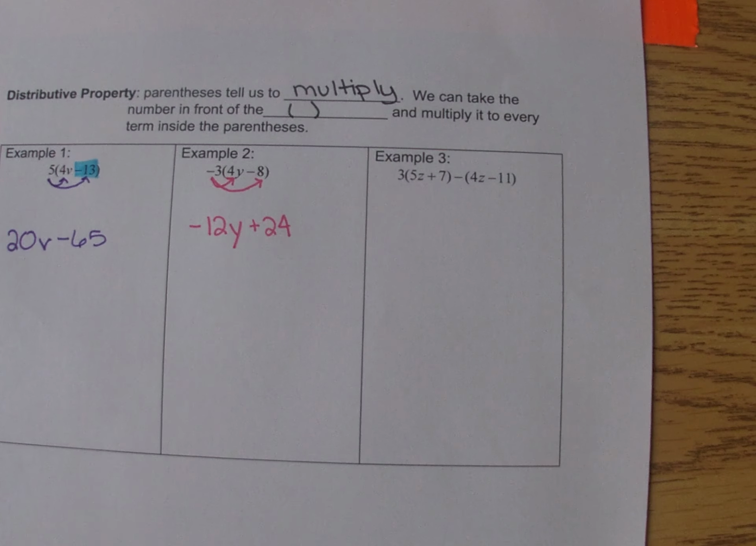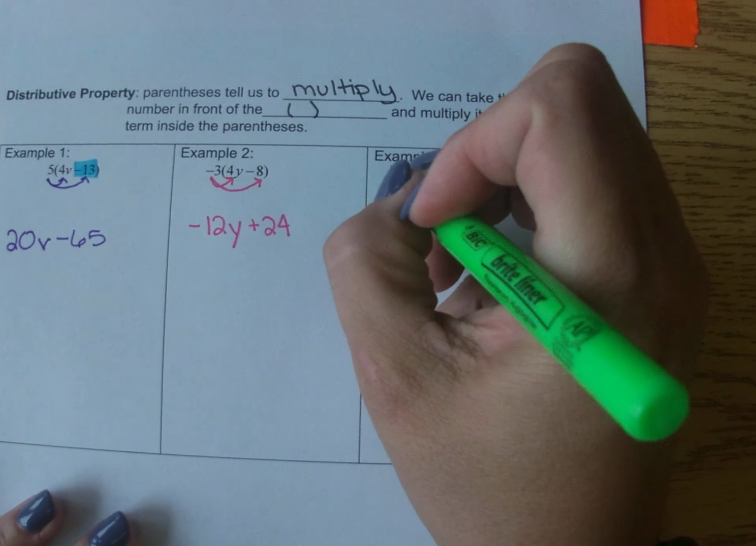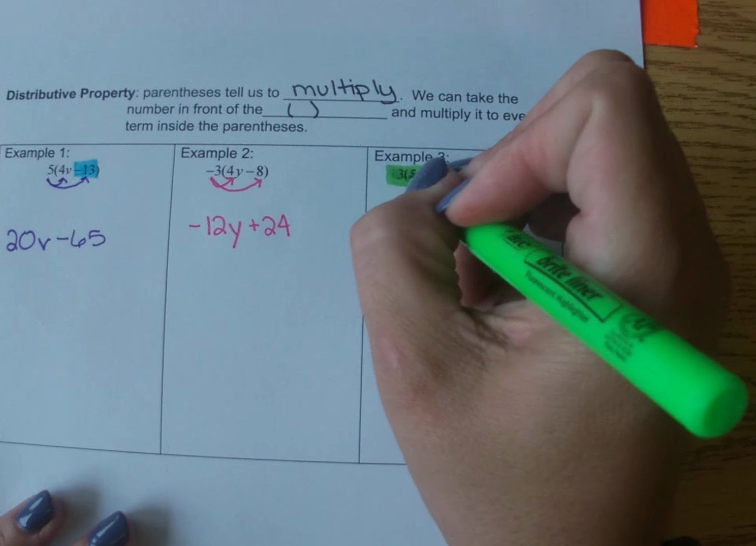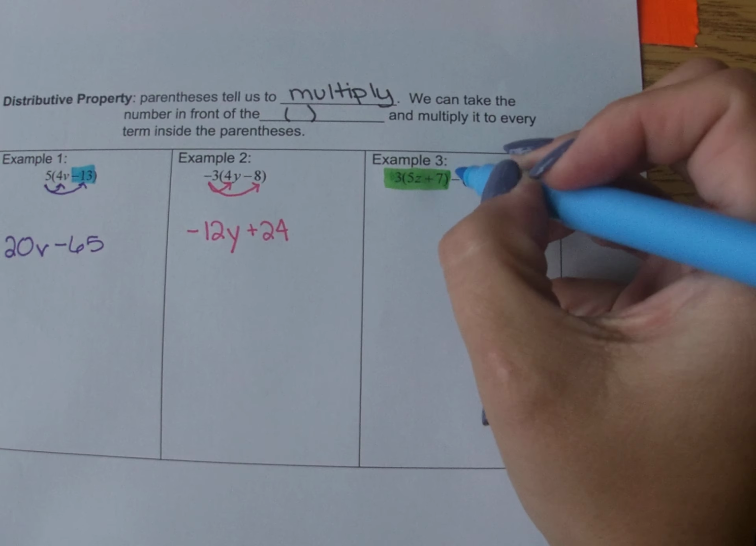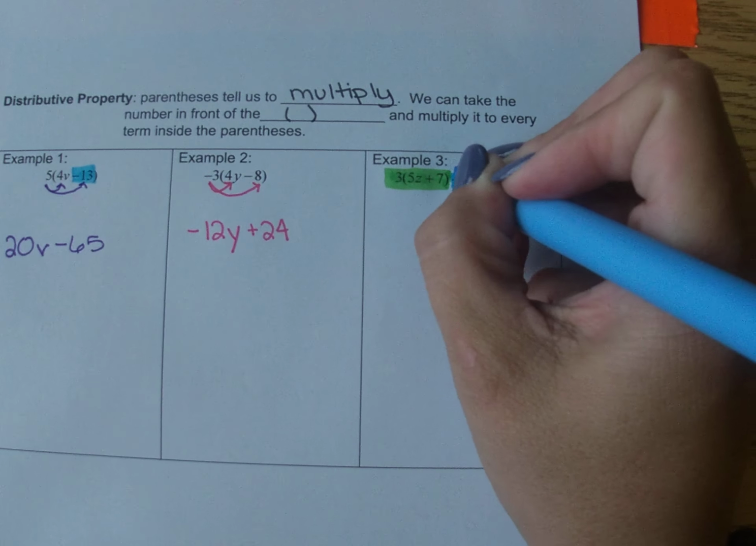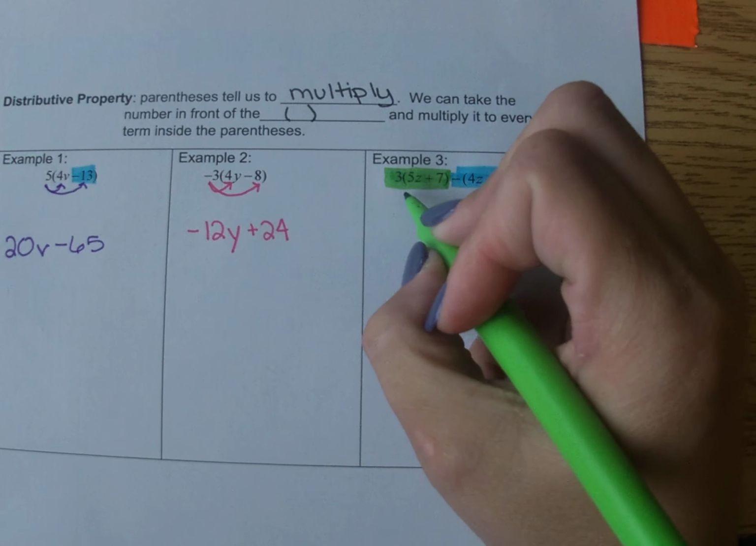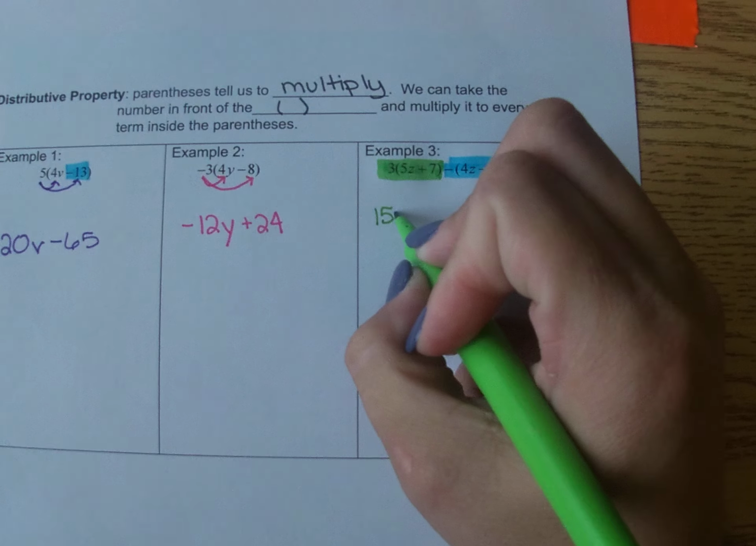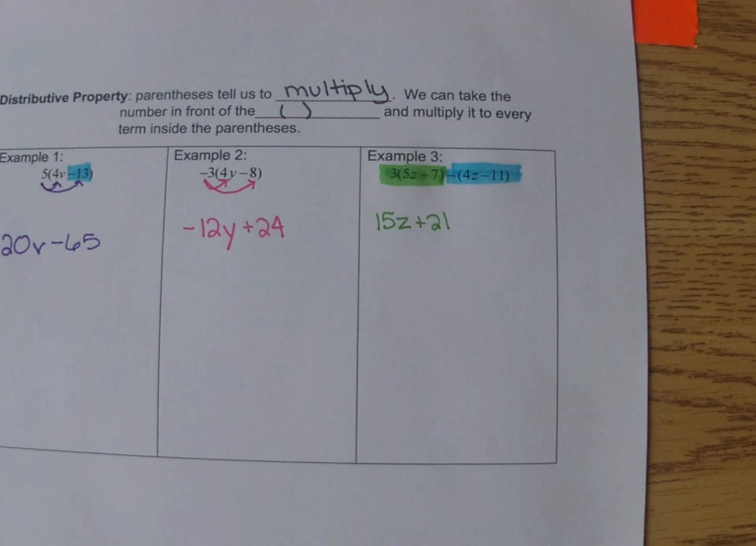Now the idea of combining like terms and distributing can both be joined together depending on the problem. Okay, so if we look at example 3, we actually have two sets of parentheses. I have this 3 which distributes up until I hit that last parenthesis, and then everything after that, right? So I have this set as well. So first I'm just going to focus on my green set of parentheses, and I'm going to distribute that 3. So 3 times 5z gives me a 15z, and 3 times 7 gives me a positive 21.